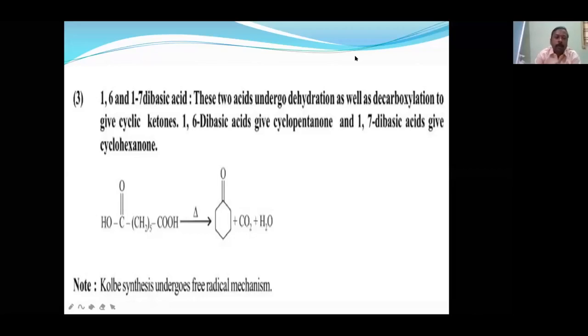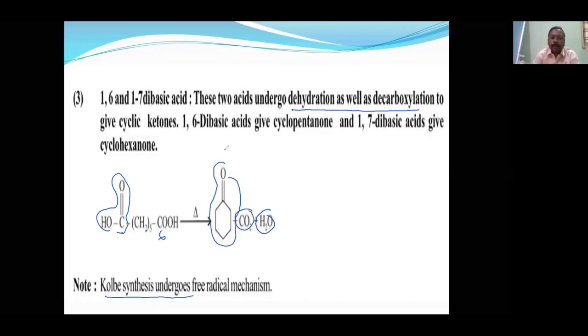Okay. Next, if it is more than 5, that is 1,6 and 1,7. What is this 1,6? That means the first carboxylic acid and the second carboxylic acid is at the sixth carbon, or the seventh carbon. Then these two acids undergo dehydration as well as decarboxylation. They will lose CO2, also decarboxylation, and they will lose H2O, also dehydration. Both will be taking place and it will give the ketone. Okay. So Kolbe synthesis undergoes a free radical mechanism. Understood? This is very important.